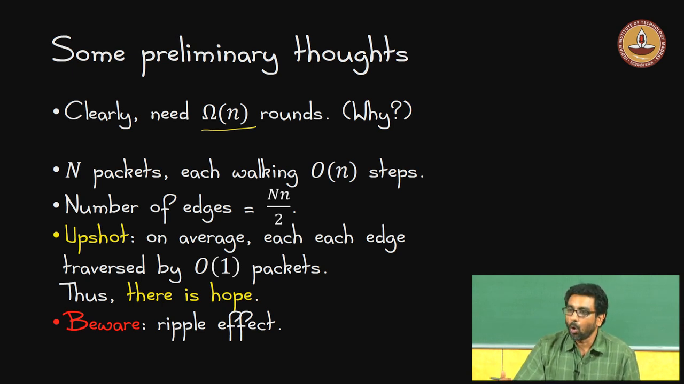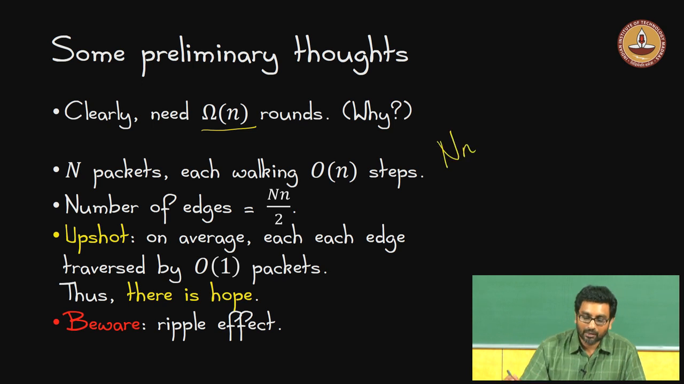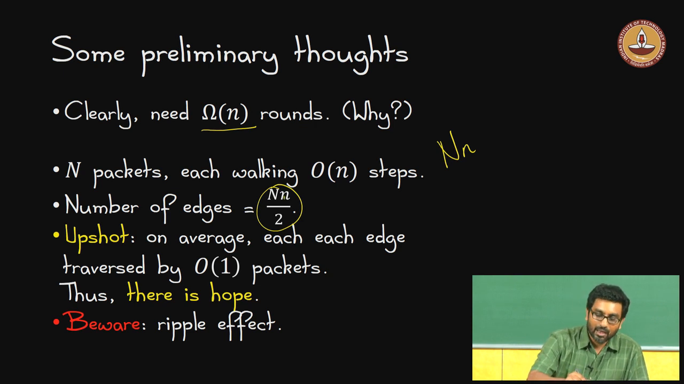So, let us look at it. Is there hope? When we want to prove O of n, we want to make sure that there is enough intuition to say that there is enough hope to even proceed forward. So, let us try to establish that. There are a capital N number of packets, each of them will have to walk for at most O of n steps. So, that itself means that there are capital N times n hops that have to take place overall. And how many edges are there? Lowercase n is the degree of each vertex, and there are capital N number of vertices, so this many edges are there.